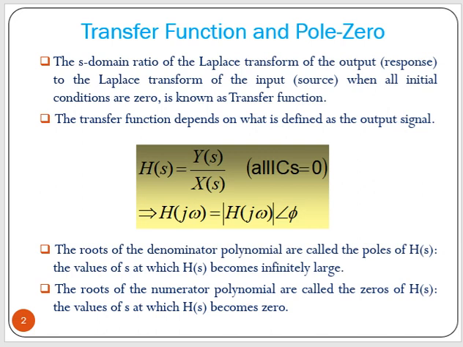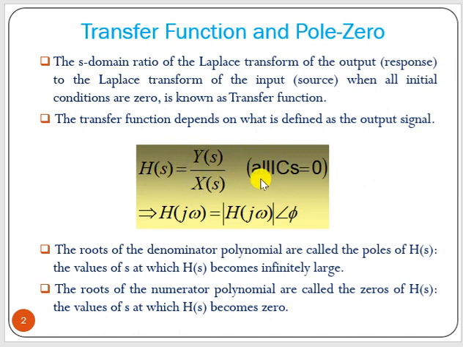The S domain ratio of the Laplace transform of output, that is the response, to the Laplace transform of the input, that is the source or excitation, when all initial conditions are zero, is known as transfer function. Transfer function depends on what is defined as the output signal. So transfer function can be written as H(s) equal to Y(s) by X(s). Here Y and X can be voltage and current.